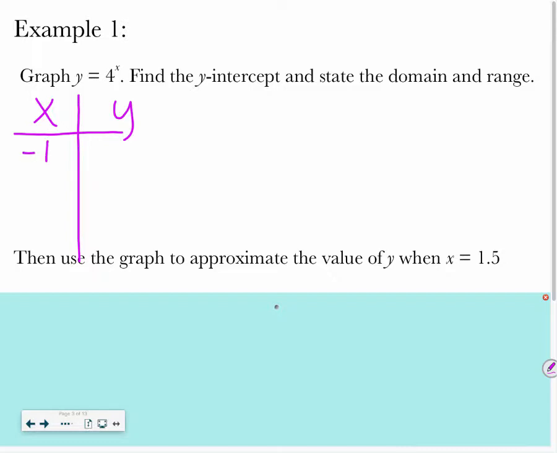So if I do a -1, I'm going to write out the function for you guys as well. I'm going to make the fancier XY table. Okay, so then I have 4 to the x, so that's 4 to the negative first power. And on your calculator, that's where you do 4, you hit your caret key, and then you're going to want to use some parentheses and do a -1. Okay? And if you plug that in, you're going to get a decimal of 0.25 or 1/4.